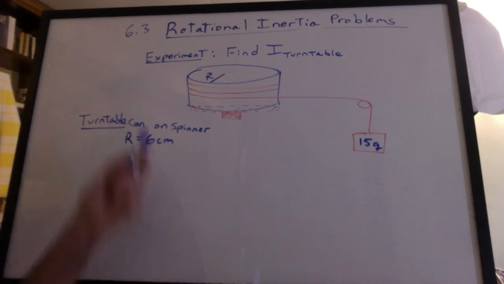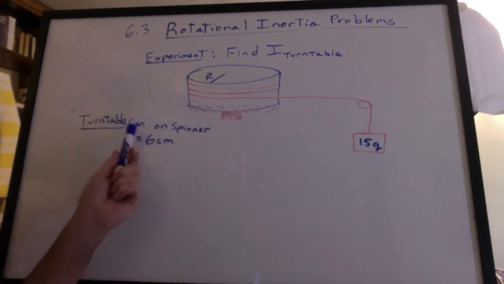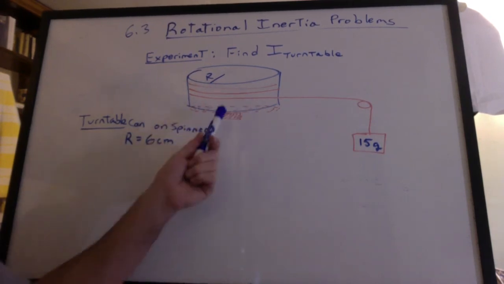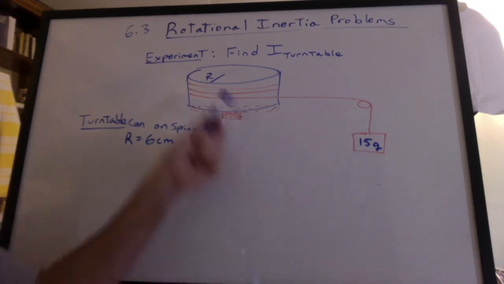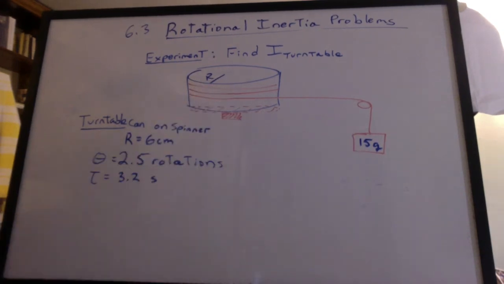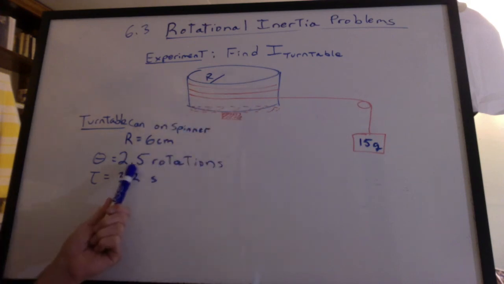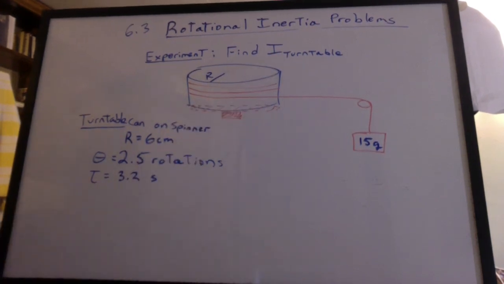Well, here's an experiment. Let's find the inertia of this turntable. It's made of a can on a spinner, the fidget spinner. We're going to wrap the string a few times and have it go to a 15-gram mass that's going to fall. The radius of this can is 6 centimeters. While the string unwinds, the can will complete 2.5 rotations in 3.2 seconds. Can we find the inertia of the turntable?